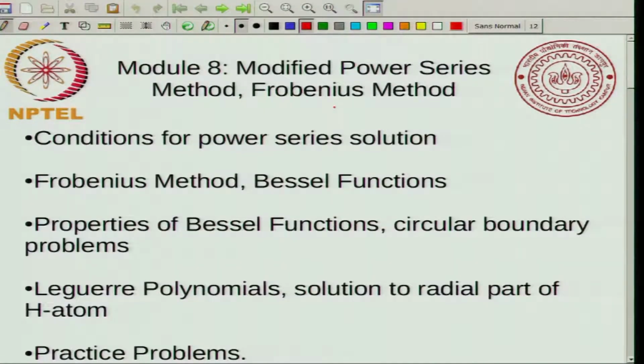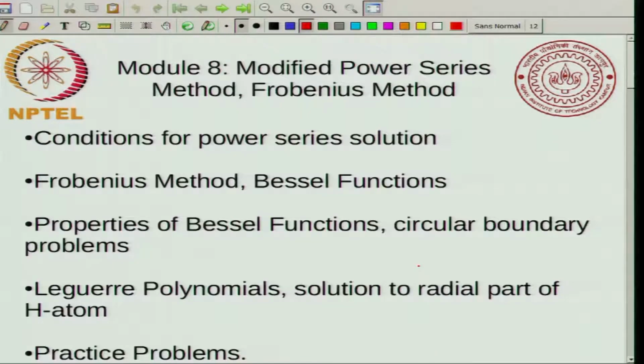In the first lecture, we will look at the conditions for a power series solution, the mathematical conditions under which a differential equation can be solved using the power series method. Then we will discuss the Frobenius method through the example of Bessel functions. We will look at some properties of Bessel functions and then how they appear naturally in circular boundary problems.